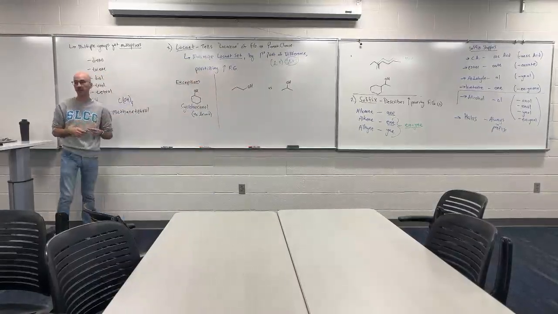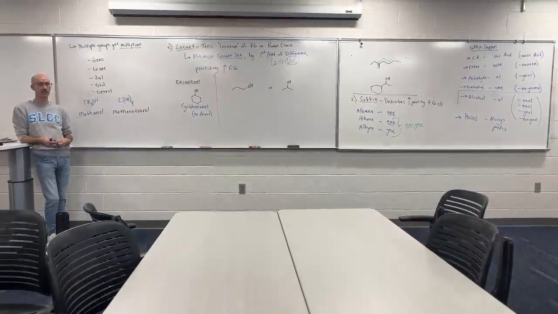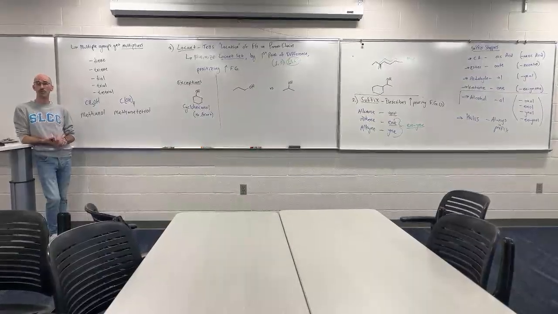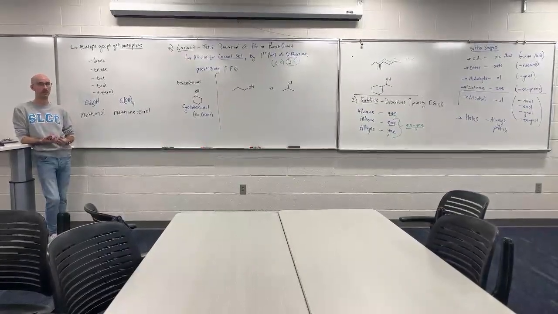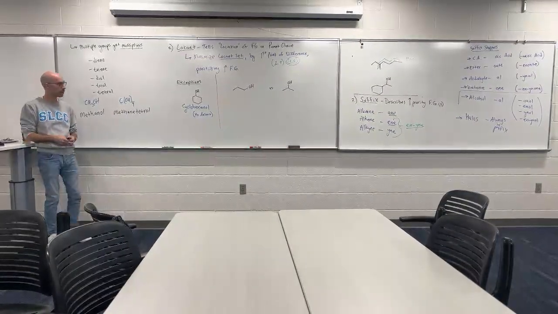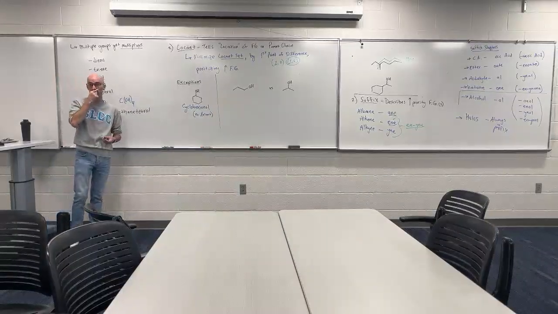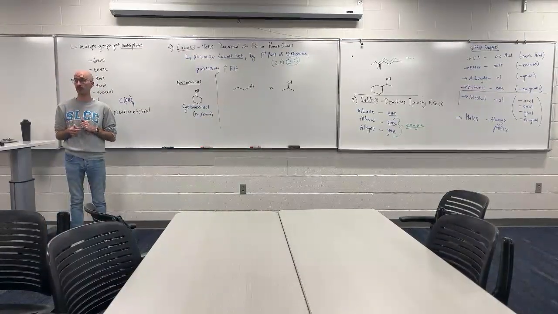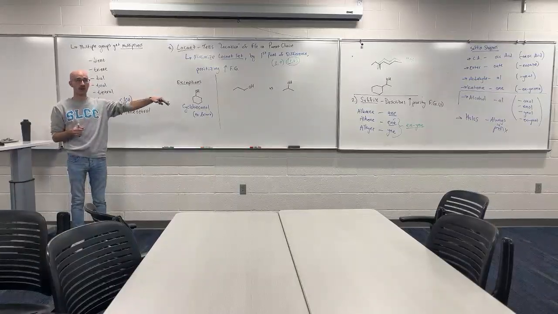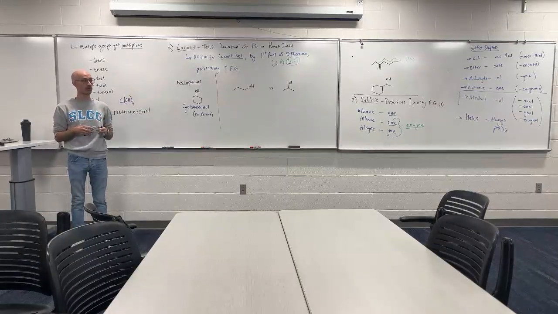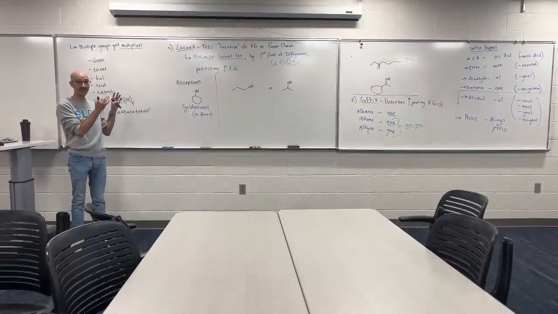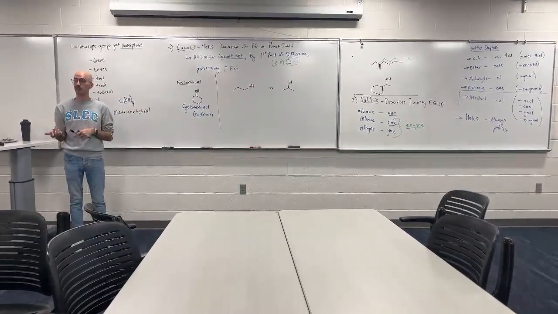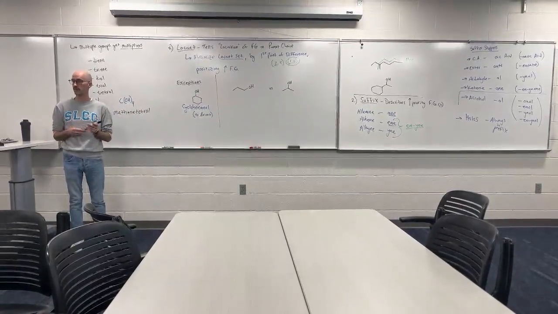But now compare these structural isomers. What is the root for both of these structures? Prop. What's the suffix and suffix stopper? Anol. These are both propanol, but they are not the same structure, clearly. So we use the locant to describe their difference.